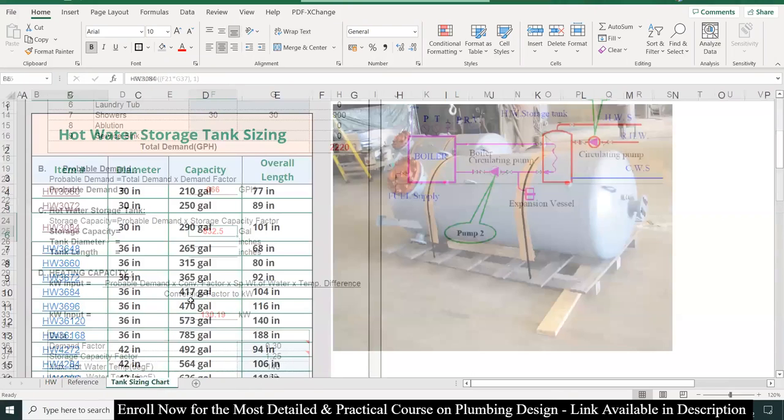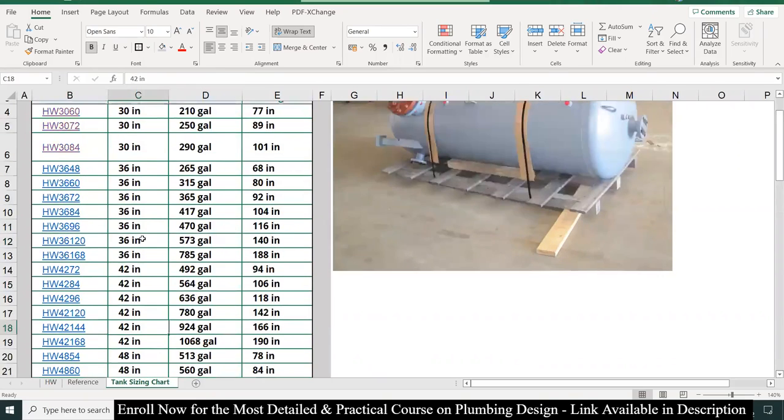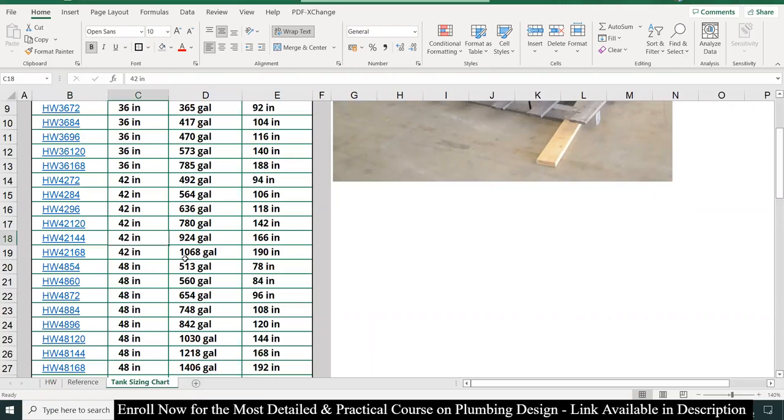In our case, the hot water demand is 832. I'll go to the tank sizing chart. 832 will lie between these two. I'll take 924, being on the higher side, on the safe side. This is the diameter. The diameter is coming out to be 42. The model is 42144 hot water. So I'll take 42 inches as the diameter.